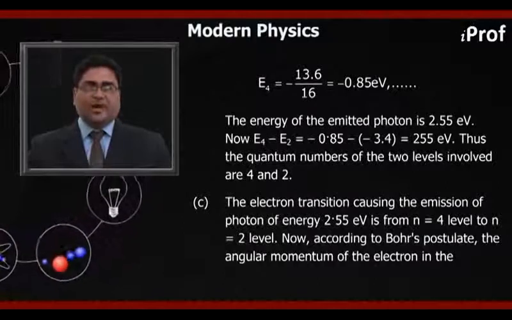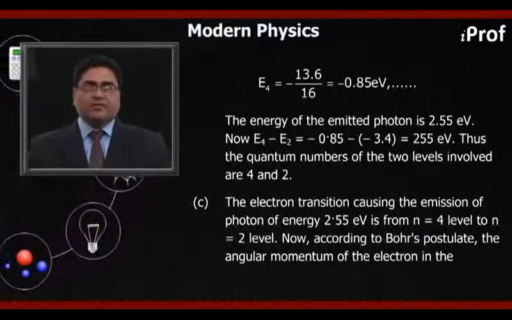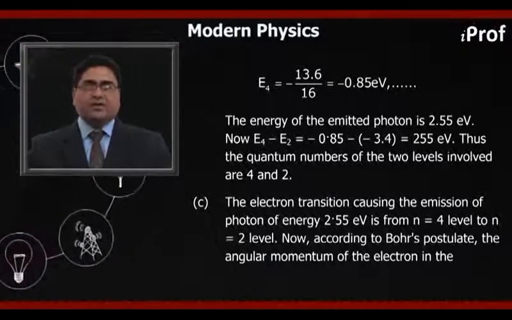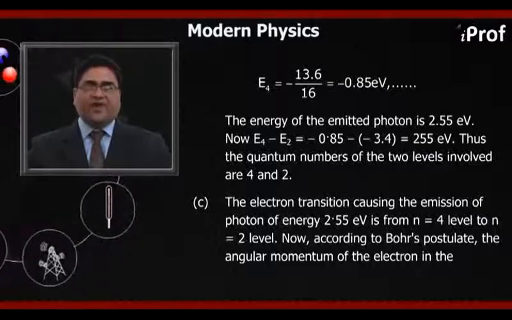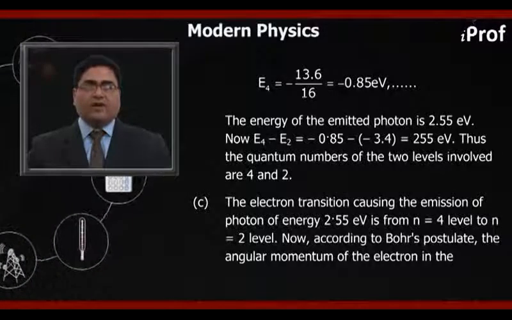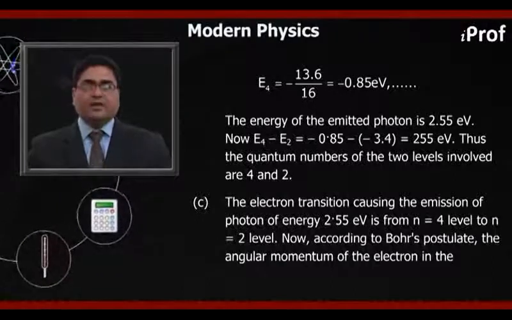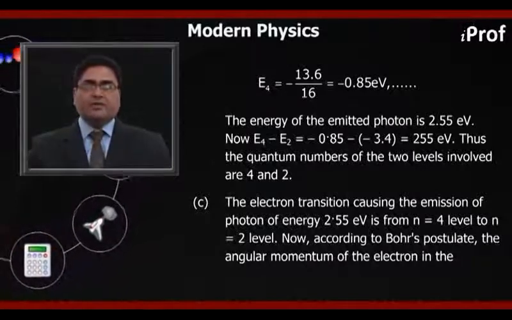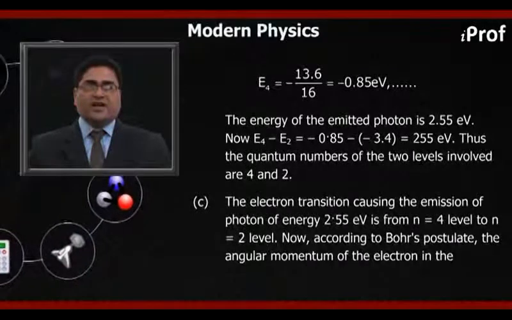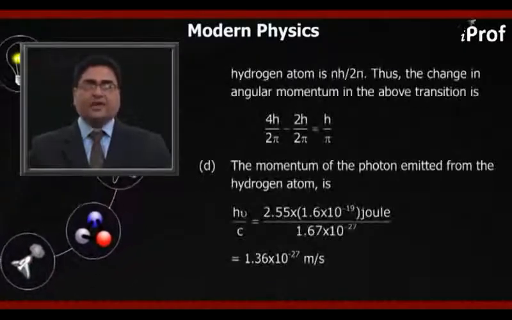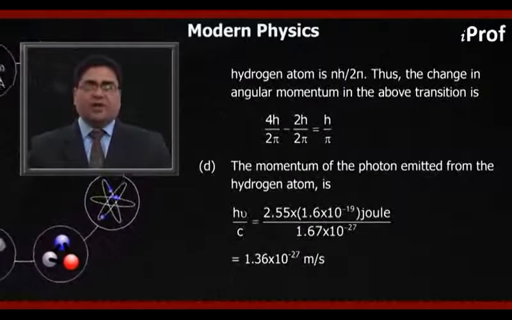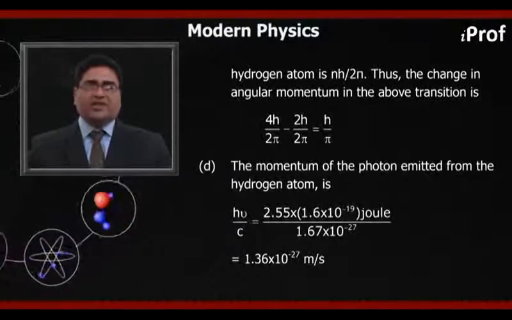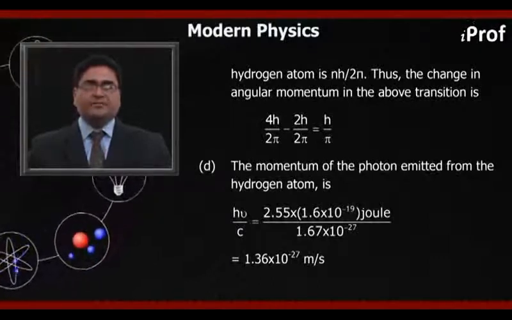Let's see the solution for part C. The electron transition causing the emission of photon of energy 2.55 electron volt is from n equal to 4 level to n equal to 2 level. Now according to Bohr's postulate, the angular momentum of the electron in the hydrogen atom is nh upon 2π. Thus the change in angular momentum in the above transition is 4h upon 2π minus 2h upon 2π equal to h upon π.